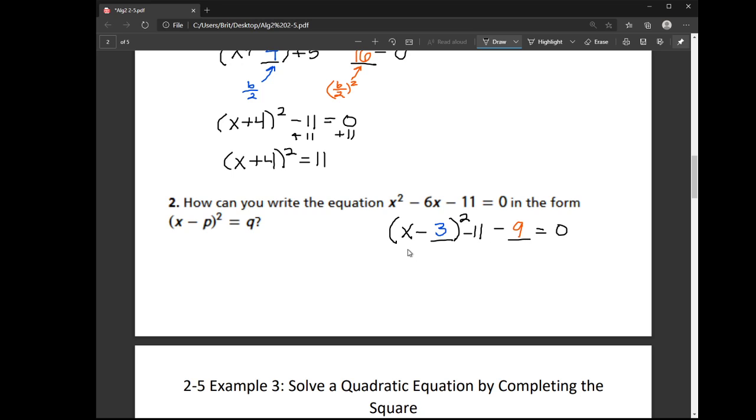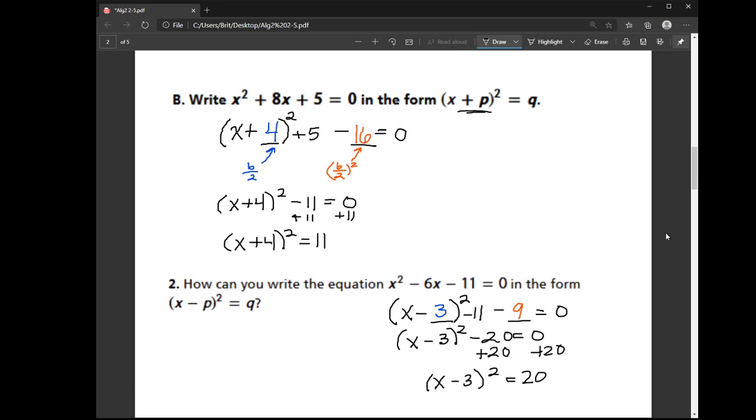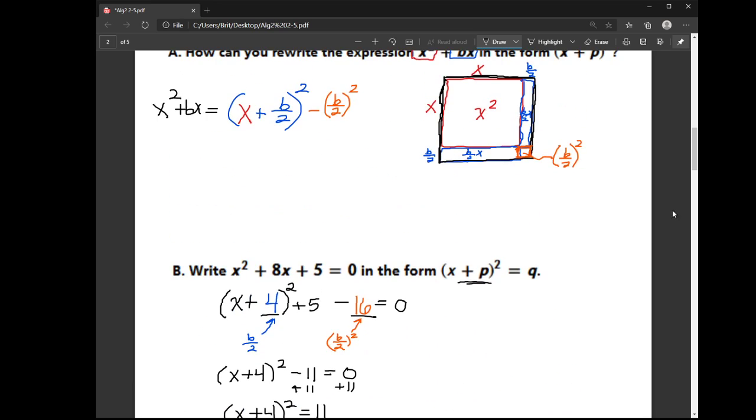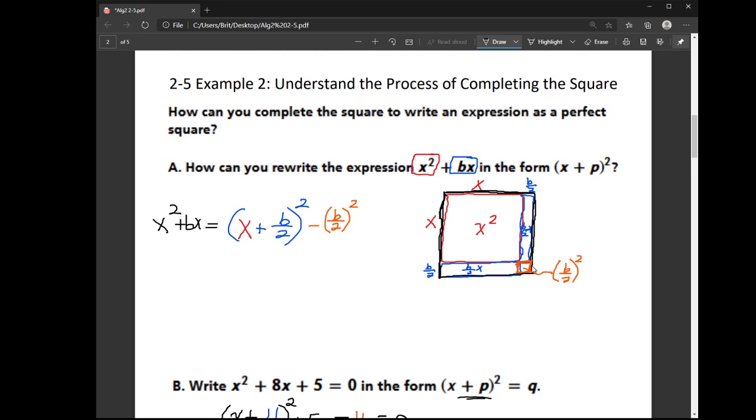Then I collect my like terms. I keep my parentheses, and negative 11 minus 9 is negative 20. They want it to be something squared equals q, so I add the 20 to the other side of the equal sign. Here I get x minus 3 squared equals 20. And there you have it. That is how we complete the square and why we complete the square.